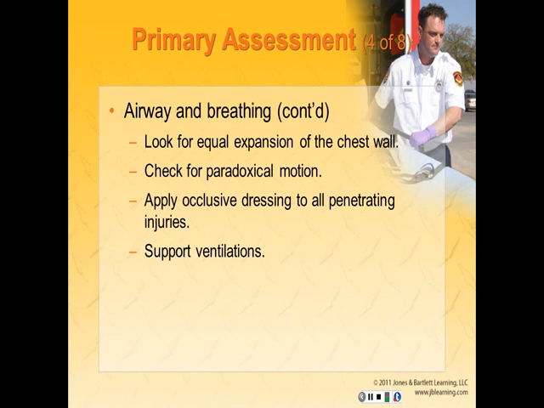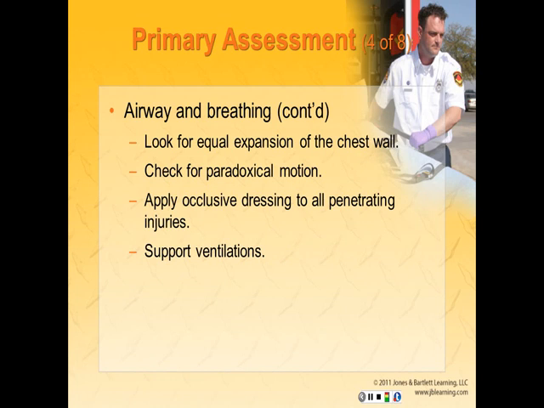Look for equal expansion of the chest wall. Remember that unequal expansion indicates loss of muscle function. It may be due to a direct injury to the chest wall, or it may be related to an injury of the nerves controlling those muscles. You should check for paradoxical motion and abnormality associated with multiple fractured ribs.